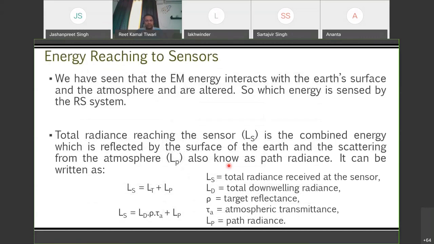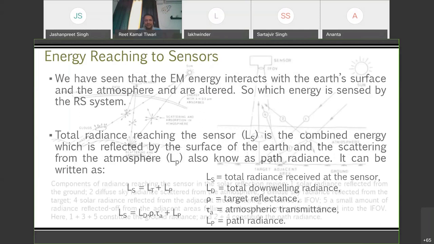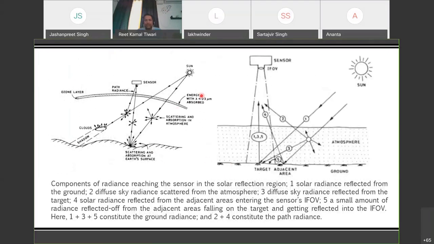So now we have talked about absorption, scattering, and transmission. So what are the radiations which reach the sensors? There are two types of radiations which reach the sensor. One is directly reflected by the object, and the second is the radiation which reaches the sensor from the nearby pixels. Suppose there is an area, a land surface, and some water body is also present nearby. Water has specular reflection, so it reflects the radiation in a particular direction.